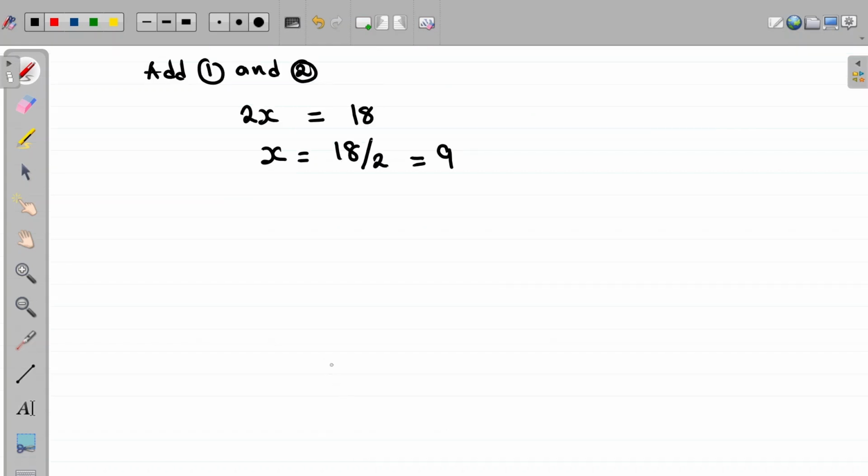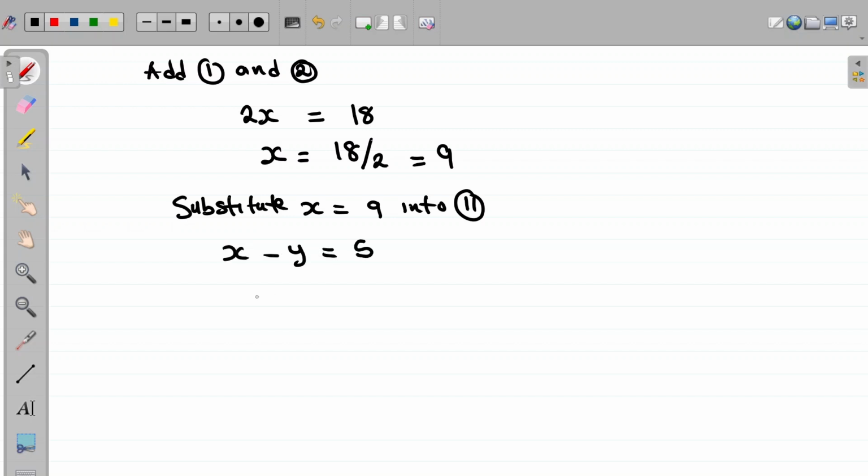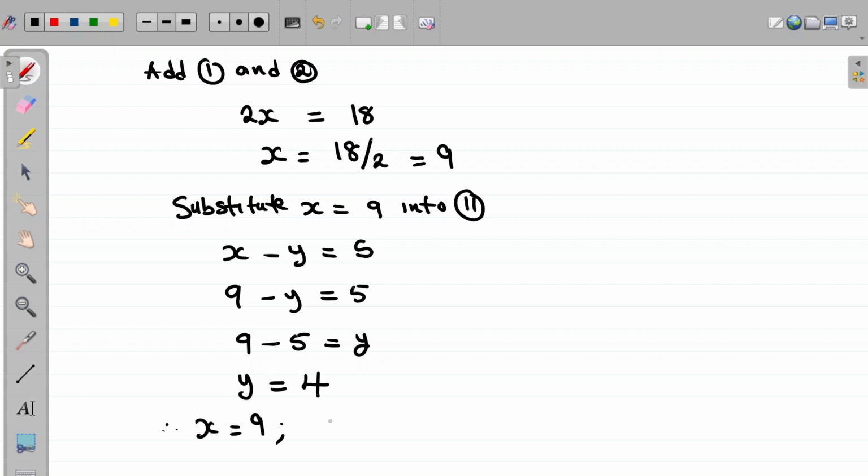Now, substitute x equal to 9 into equation 2 to obtain the value of y. Our equation becomes x minus y is equal to 5. So our x has been obtained as 9, so 9 minus y equal to 5. So 9 minus 5 is equal to y. So therefore y is equal to 4. Thus x is equal to 9, y is equal to 4.